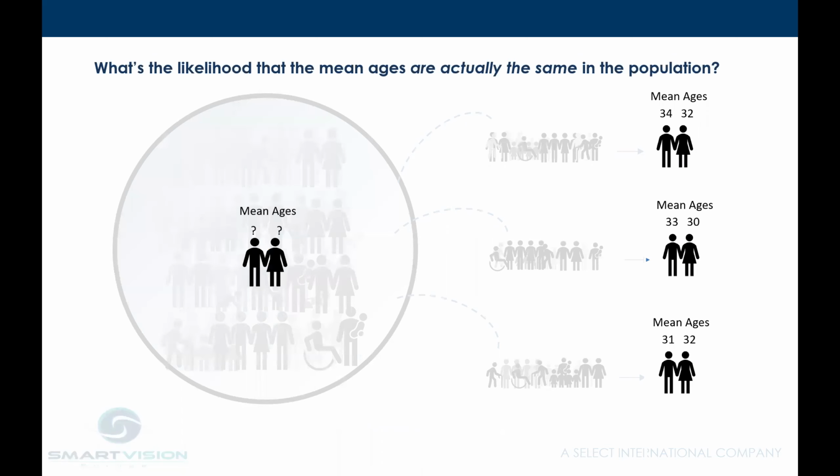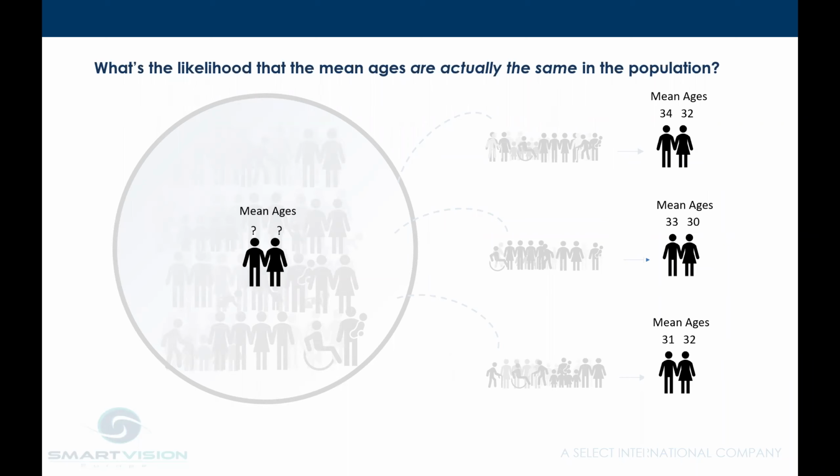So what is the likelihood that the mean ages are actually the same in the population? We may not actually be able to say what the true mean ages in the population are, but we might start to ask questions like, are they even different from one another? Is the average age for men higher than women? If you're asking a question like that, somebody might say, well, what's the probability? What's the chance that they're actually the same in the population?